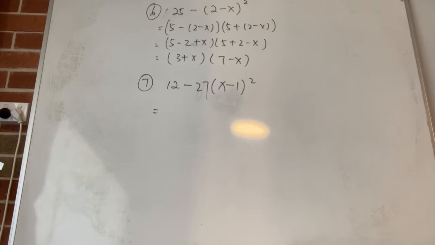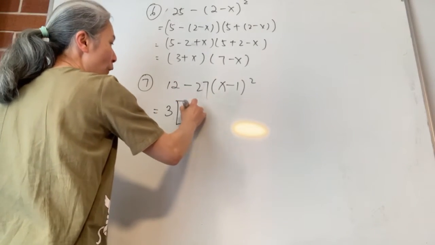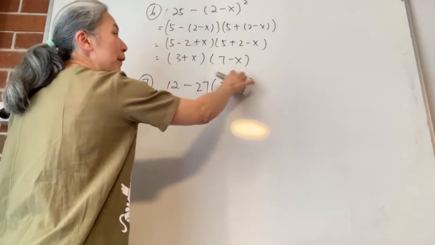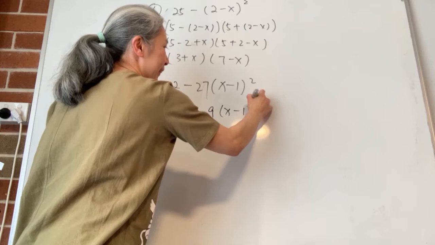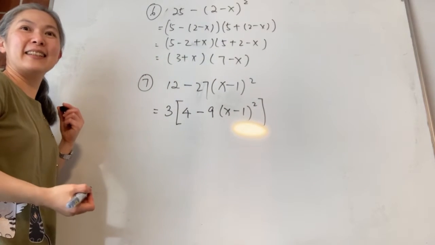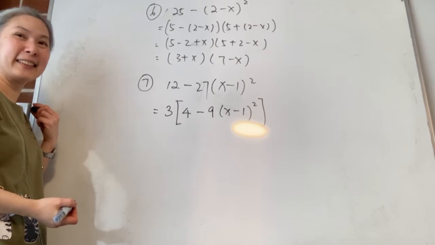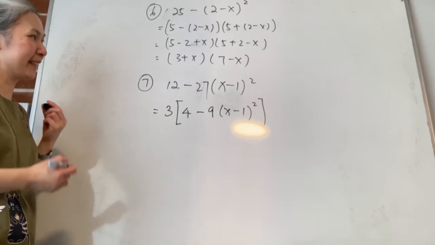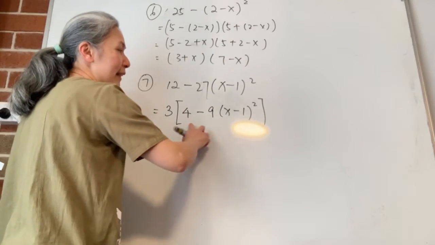Oh, this is a multiplying. More like this. You factor the 3 out. You are left with a 4. You factor the 3 out from here. You are left with a 9. Is that okay? Yeah. Then you concentrate on these sections in here.